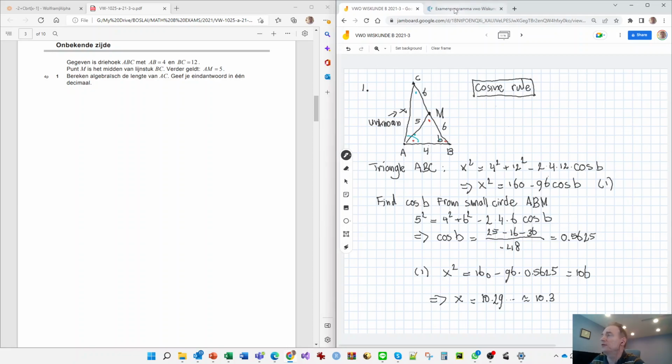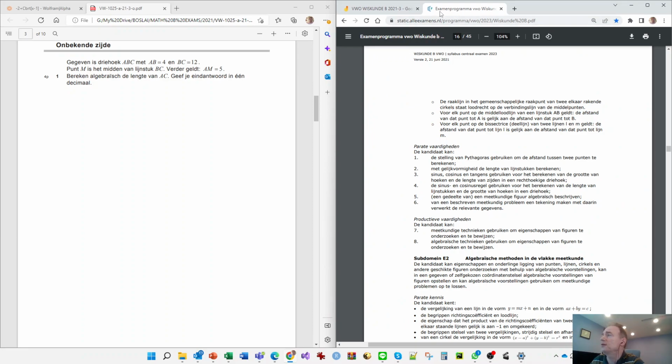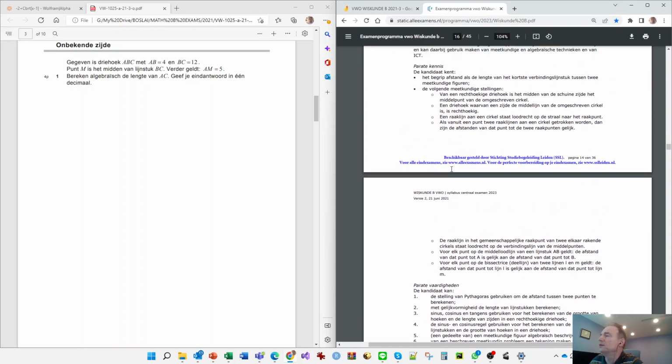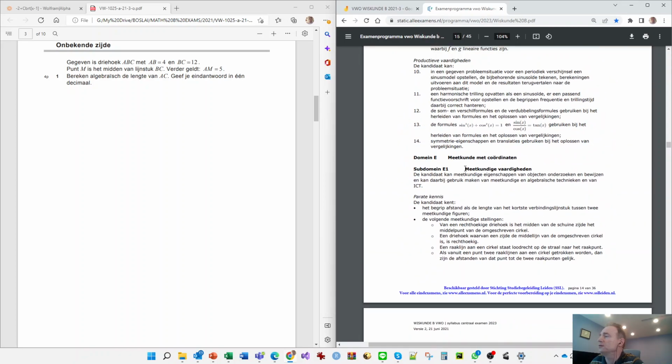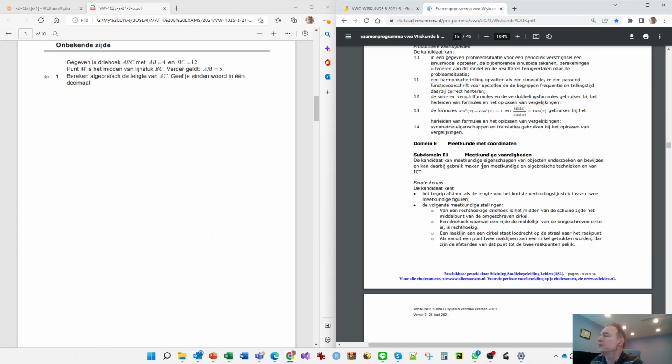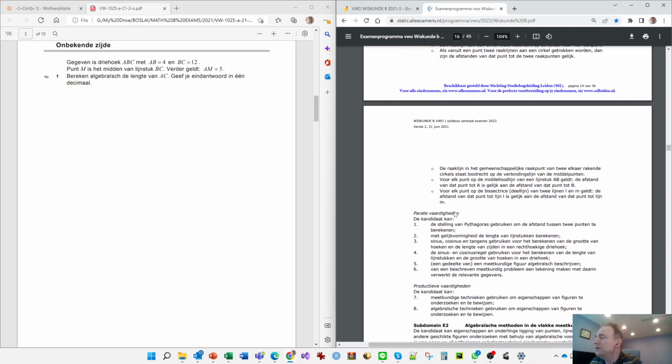I can go over that in another video, but here in the document examenprogramma, under so-called geometry skills, they particularly mention that the sine and cosine rules, you have to be able to use these to calculate the length of segments or the angles in a triangle.